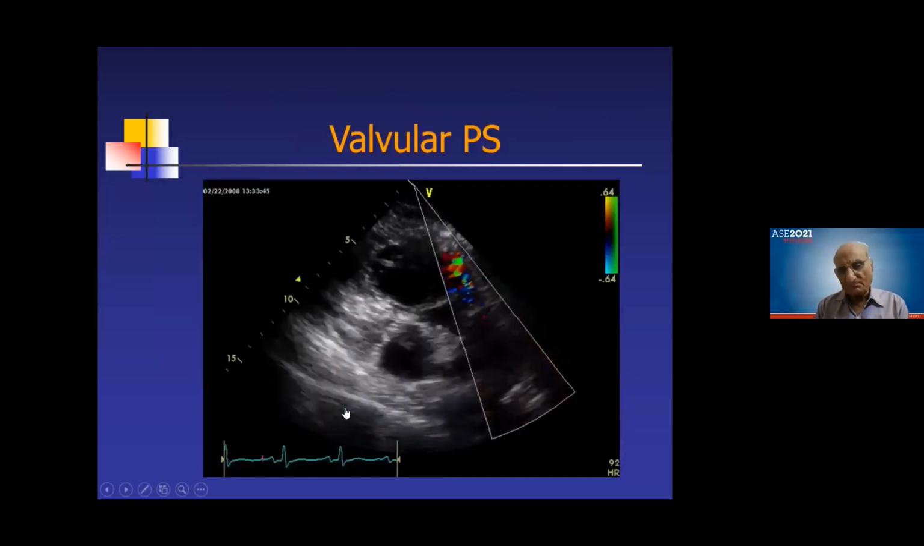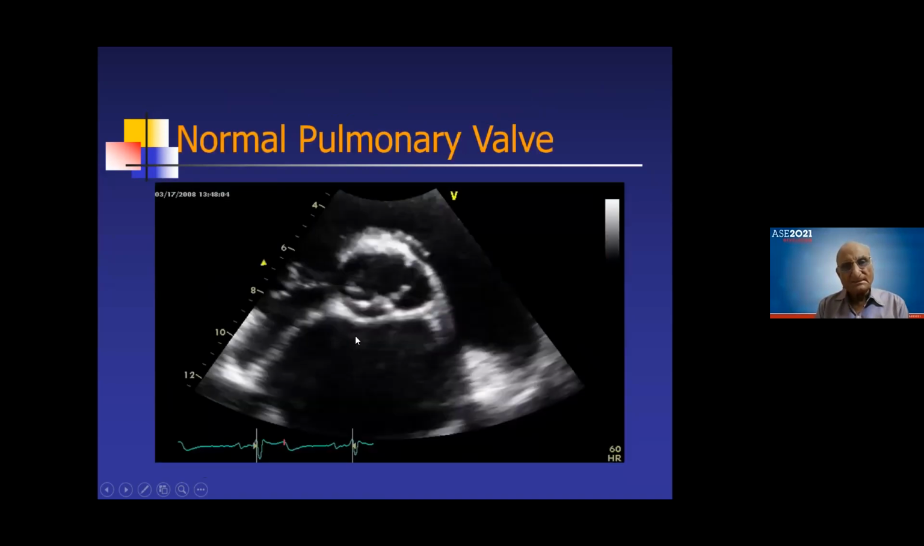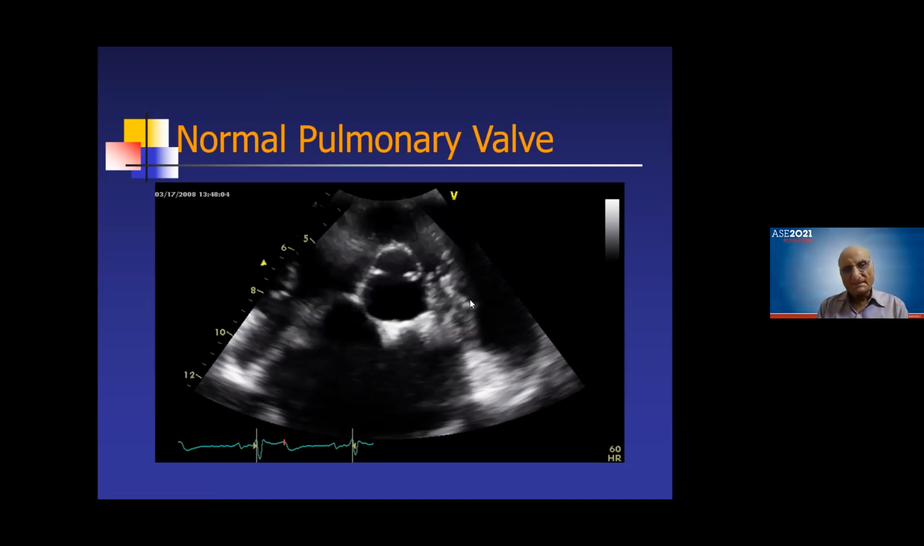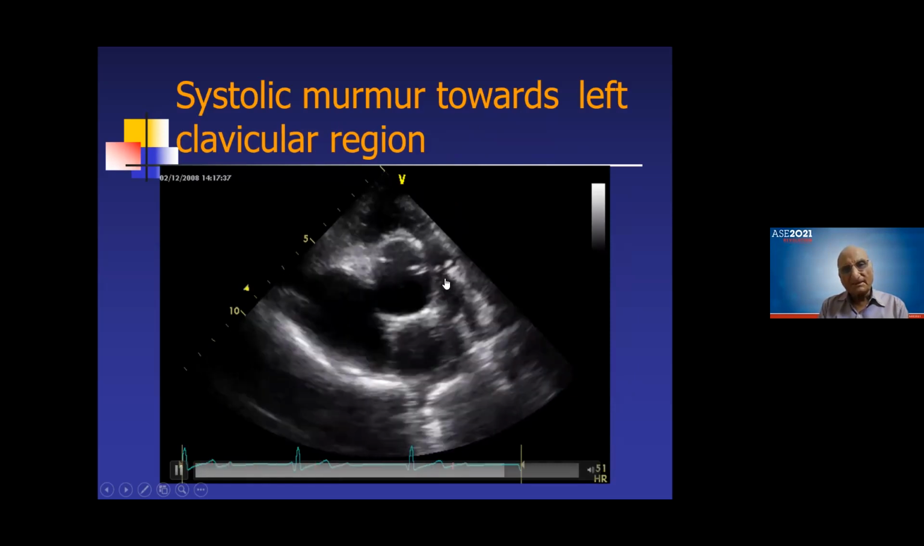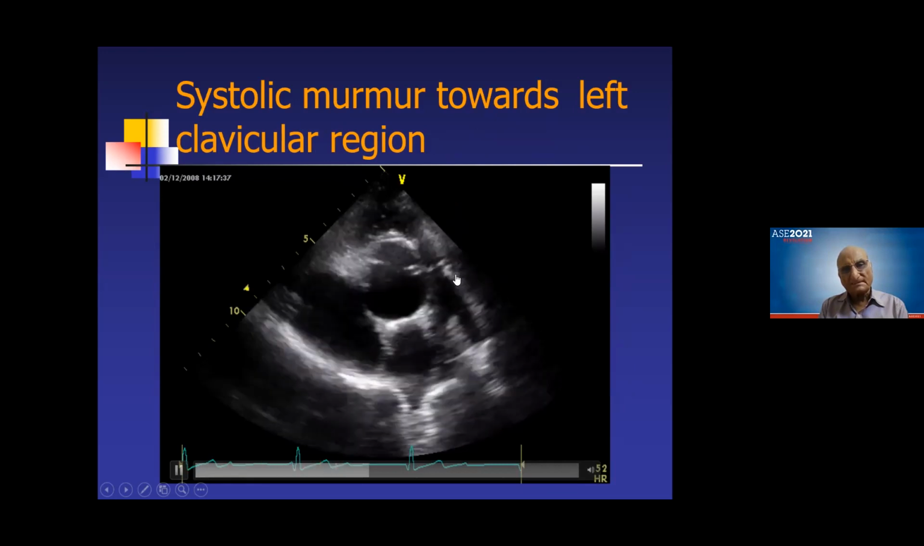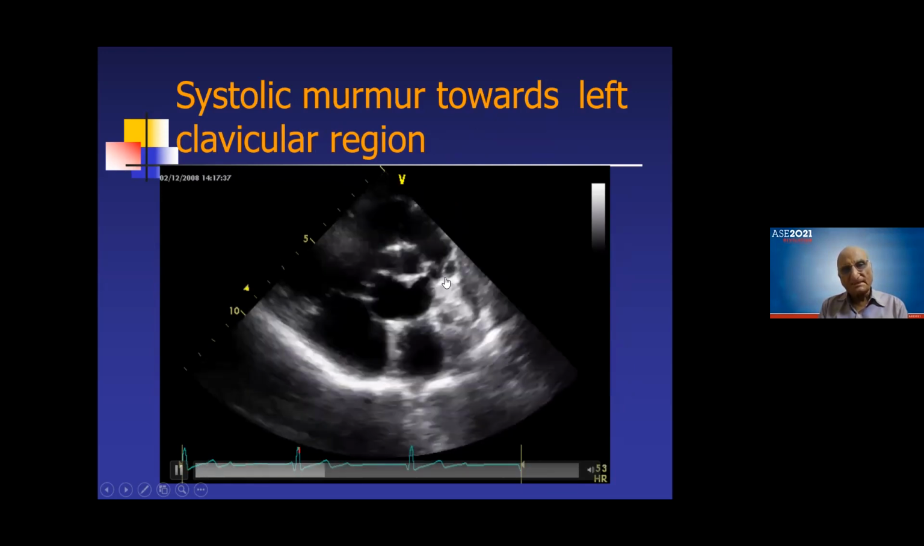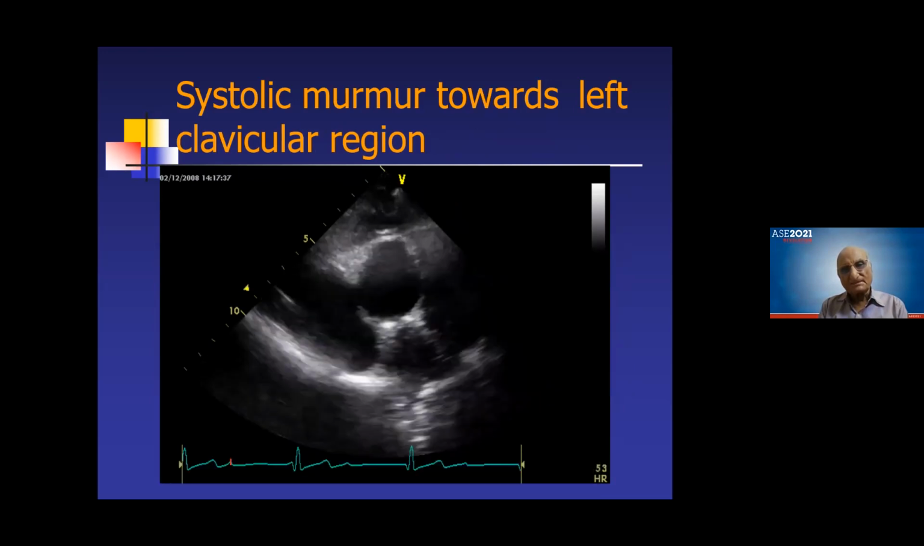There are two examples. Now you see a normal pulmonary valve. In a normal pulmonary valve, you see this is the pulmonary artery, and beyond the pulmonary valve there is nothing. This is a zoomed view of the pulmonary artery. But here, in this patient there is a pulmonary valve, and then there is a membrane beyond the pulmonary valve. You see this, where my arrow is. So that means it is a supravalvular stenosis.